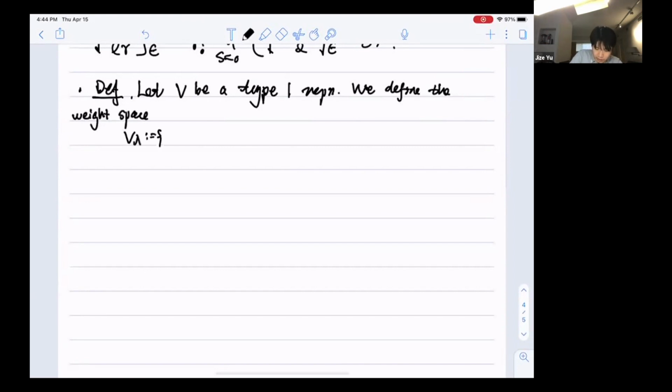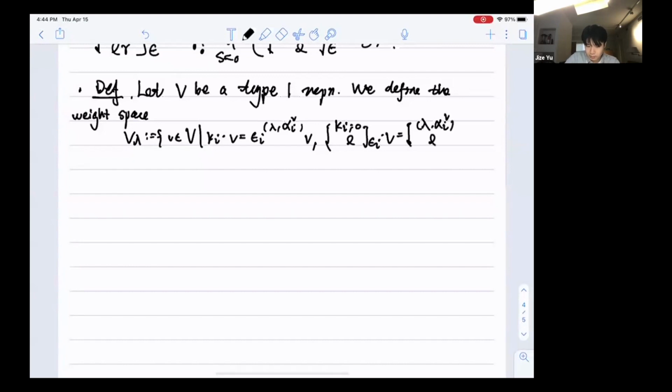Let V_λ be all the vectors in V such that K_i acts on it by the scalar ε_i to the power of λ paired with α_i, check. And this K_i, or rather U_ε acts on it via this integer λ paired with α_i, check. Specialized at ε, this holds for all i equals 1 to n.